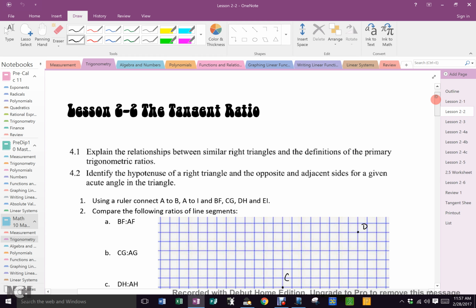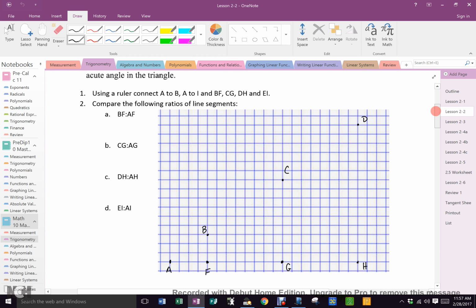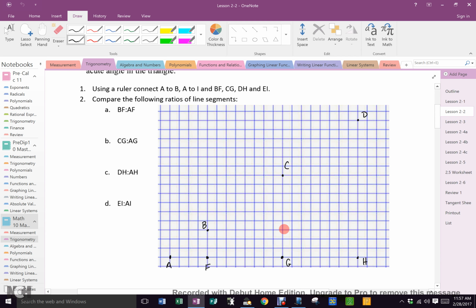Okay. Make sure I have the right one here. I do. Okay. Would everybody please, there is a small typo on here. This bottom one here is supposed to be, not supposed to be there.